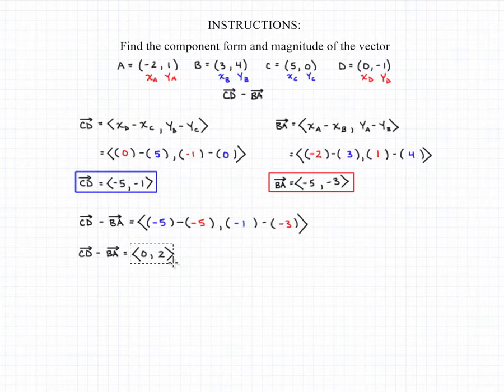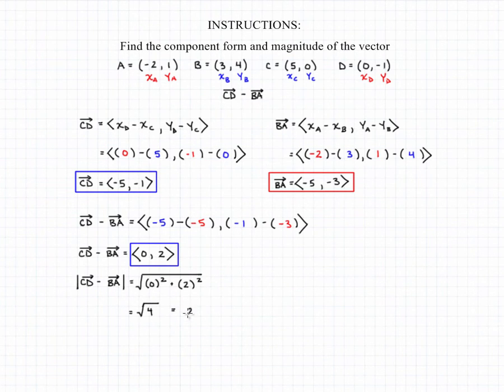Now if we want to find the magnitude of that vector that resulted, we treat each of those components, each of the pieces in that component, as the leg of a right triangle, and what we're looking for is the hypotenuse. So we can solve for the magnitude by taking the square root of the x component squared plus the y component squared. So that'll give us the square root of 4, and when we simplify that, we'll have our final answer, which is that the magnitude of this vector is equal to 2.